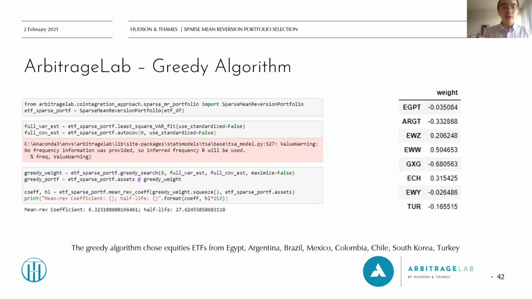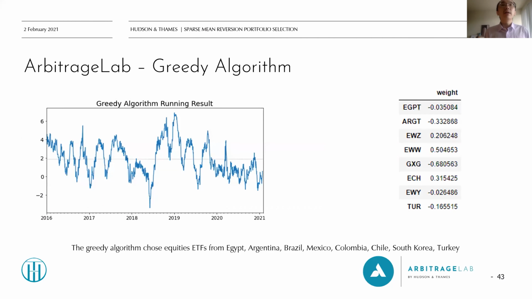And from here, we can see that the half-life of the mean reversion coefficient is about a month. So this is a reasonable mean reversion portfolio, and we only have 8 assets, which is pretty sparse. And here is how the portfolio value looks. As you can see, this is very mean reverting around the mean, which is around 2. And it has sufficient volatility, so you don't need to put a very big position to profit from a small move in this portfolio value.